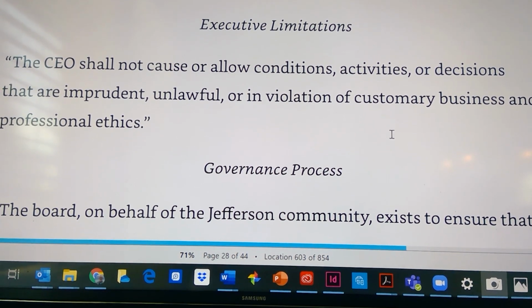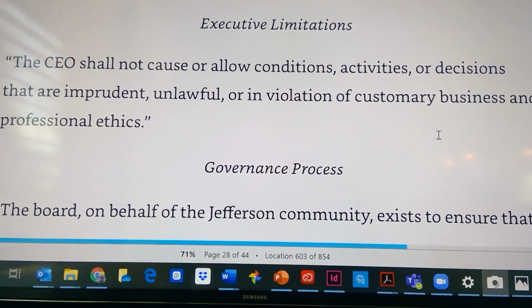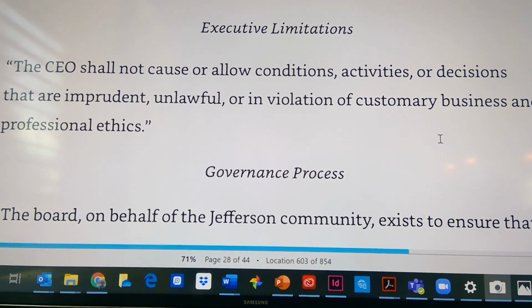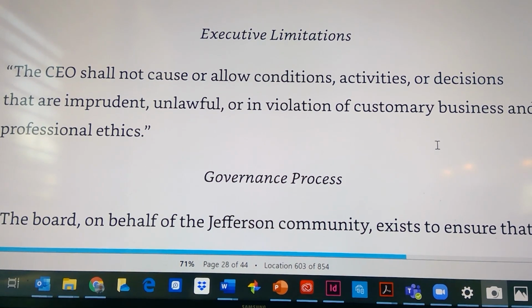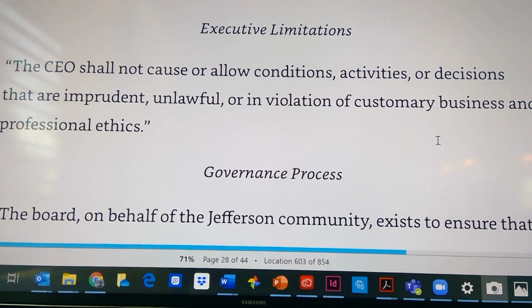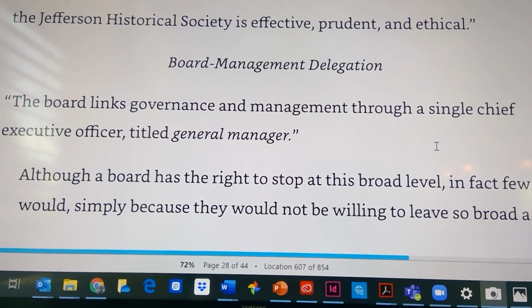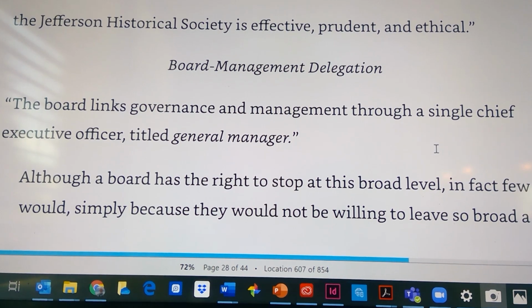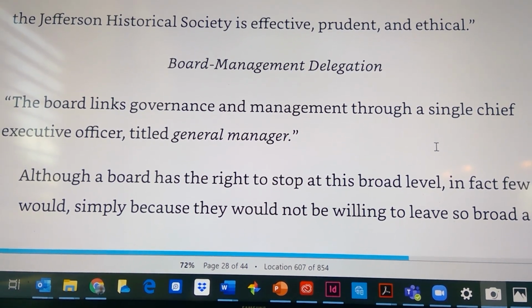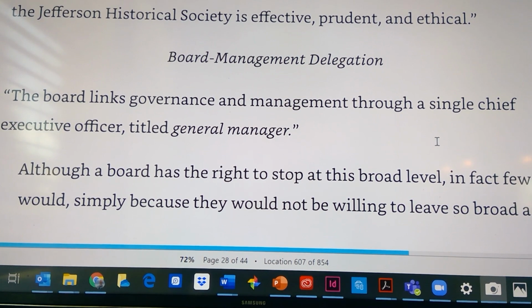Okay. For executive limitations, he has this example. The CEO shall not cause or allow conditions, activities, or decisions that are imprudent, unlawful, or in violation of customary business and professional ethics. For the governance process, the board, on behalf of the Jefferson community, exists to ensure that the Jefferson Historical Society is effective, prudent, and ethical. And an example of board management delegation. The board links governance and management through a single chief executive officer titled General Manager.